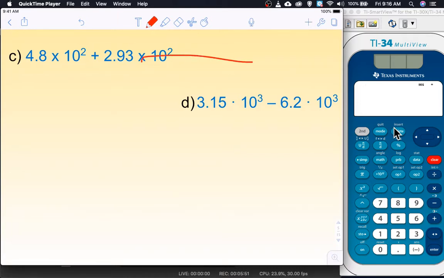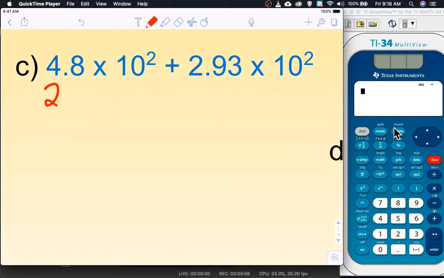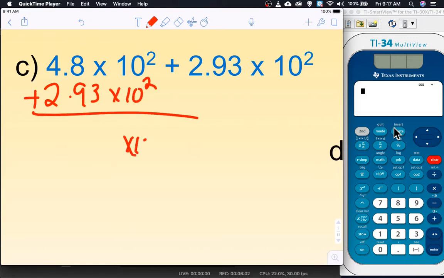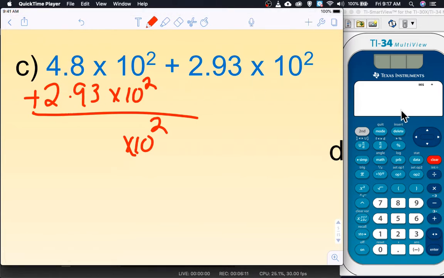All right, come on, zoom. There we go. So I'm just gonna write it out. I can see they have the same power of 10. I'm adding together. My power of 10 will stay the same. So now we add. Now when I add it, I'm keeping my decimals lined up because that's how you add decimals. You have to have your decimals lined up.